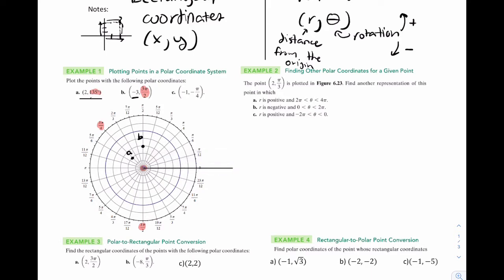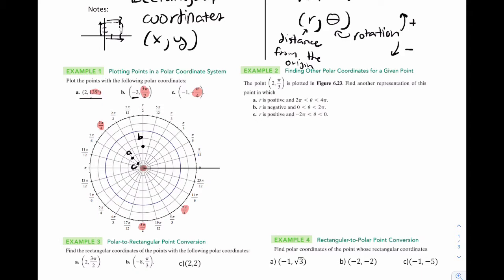So last one, (-1, -pi over 4). So focus on that. So we're going to rotate down to here, 7 pi over 4. And then notice how it says negative 1, so it means we're going to go backwards. So we're going to go back 1 unit. That's right here. We'll call that C. And again, if I want to use my picture or my line here, we're looking at 7 pi over 4, and then just go backwards until you're at about 1. Right about there. Okay, put that back. So that's number 1. Let's go to example 2.